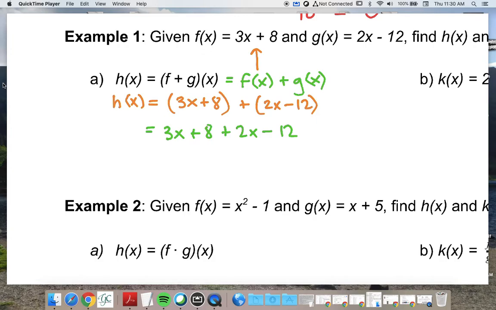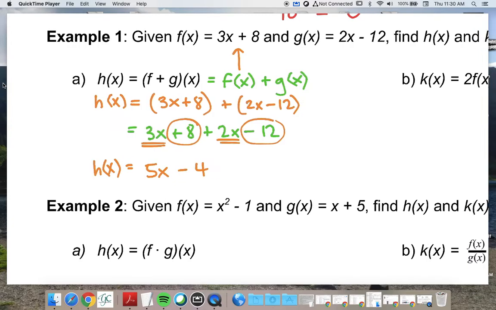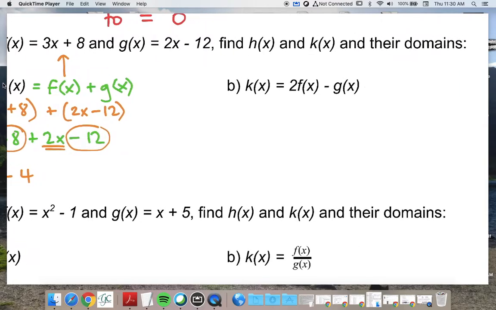So now we can combine like terms, starting with our x values. 3x plus 2x gives us 5x, and then our constant terms, we have 8 minus 12, which gives us negative 4. So that tells us h of x is equal to 5x minus 4. We'll come back in a second and we'll talk about the domain, but we're going to go ahead and move on to part B, and we'll come back.